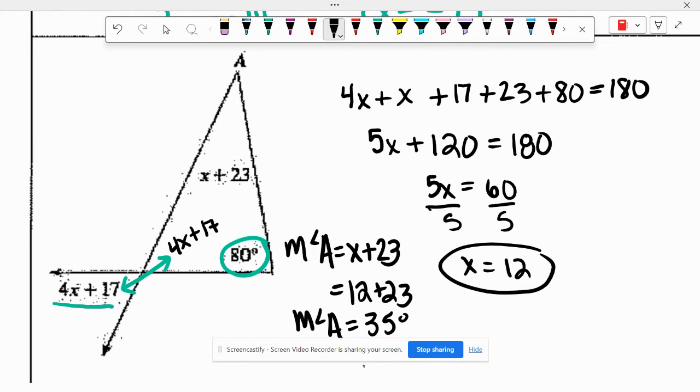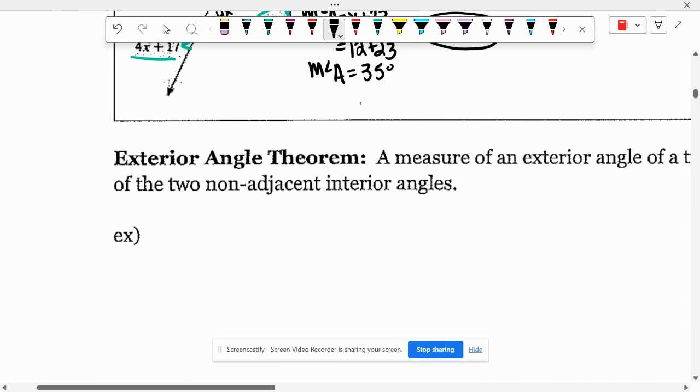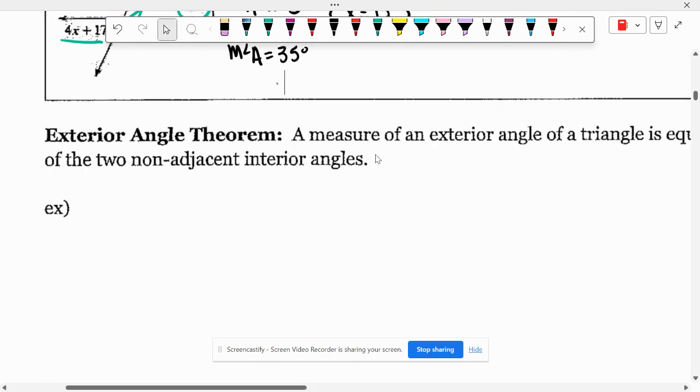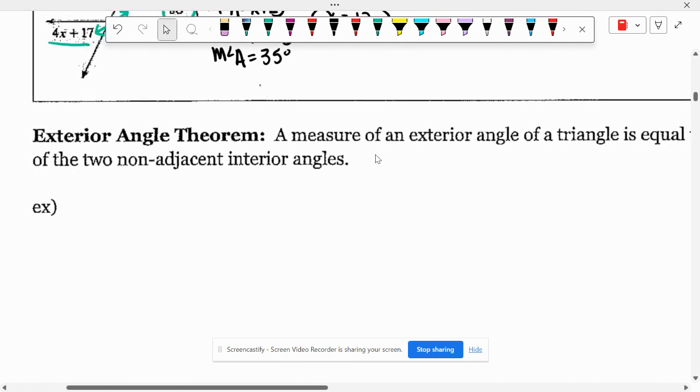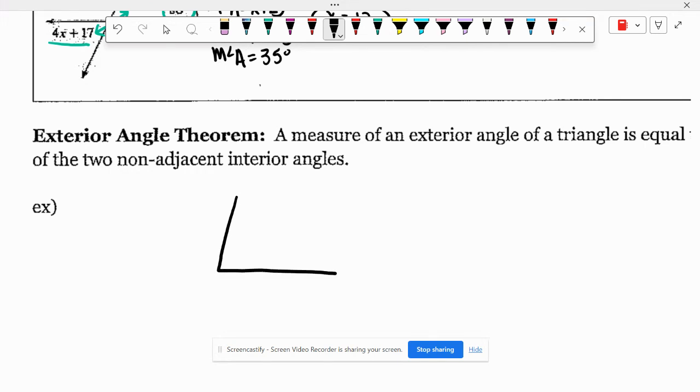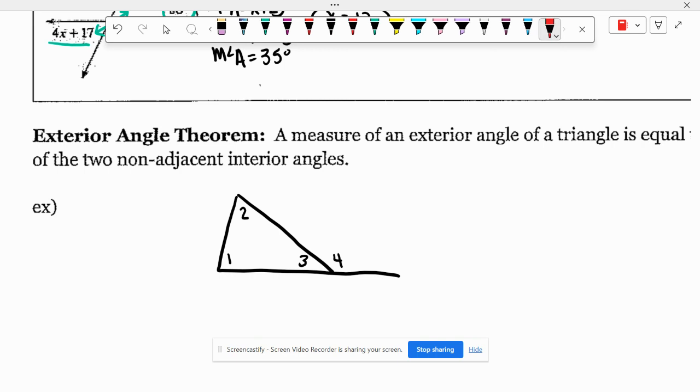Once you solved a couple of triangles, that leads us to, ladies, listen up front, please. So this leads us to the exterior angle theorem, which says that the measure of an exterior angle is equal to the two non-adjacent interior angles. And so I'm going to draw a picture and try to help make sense of that. So I'm going to put numbers on the inside. I'm going to call this angle 1, angle 2, angle 3, and angle 4. So this is the exterior angle.